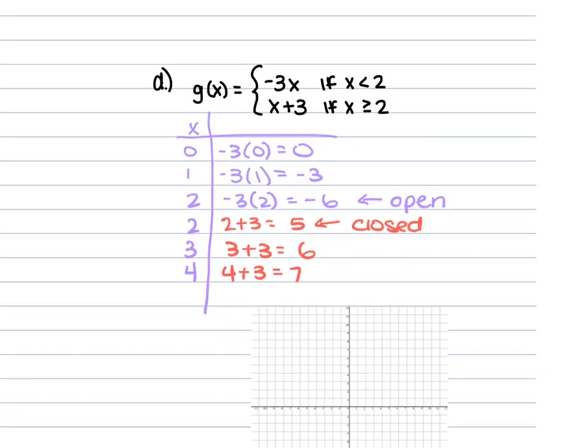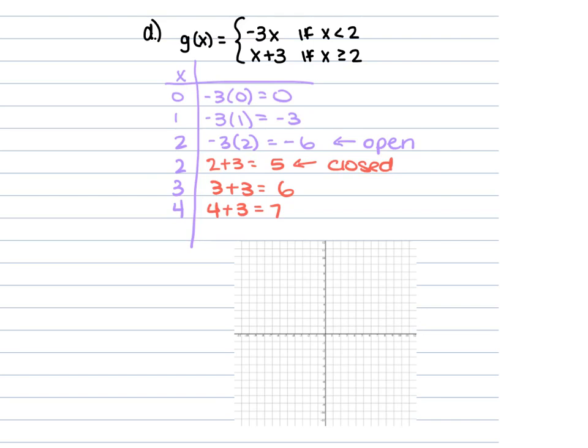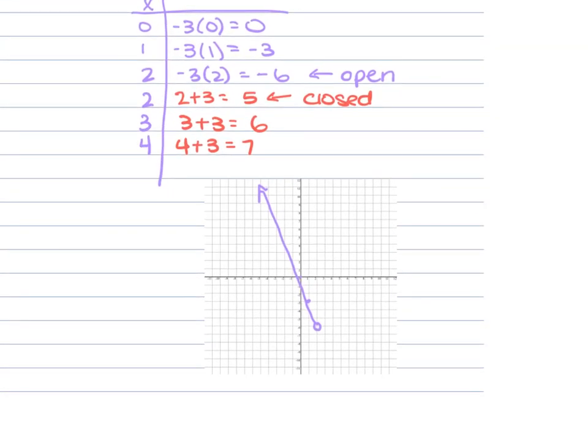So we're going to plot these points. For our first one, we have 0, 0. Then we have 1, negative 3. And then 2, negative 6. So it's going to be an open circle on that point. So we are going to draw our line through these points and go up to the left. For the first point of our second line, we have 2, 5. So 2, 5 is here. We're going to have a closed circle there. Then we have 3, 6. And then 4, 7. So I'm just going to go through those.